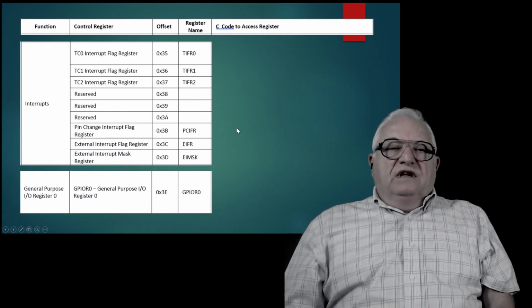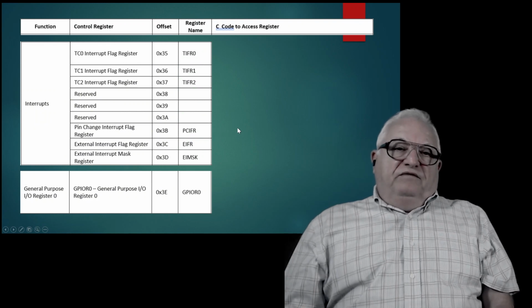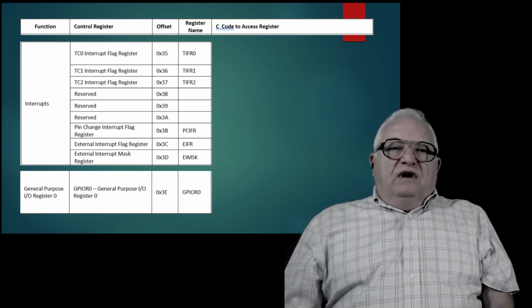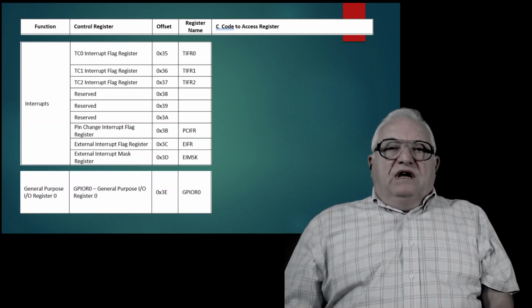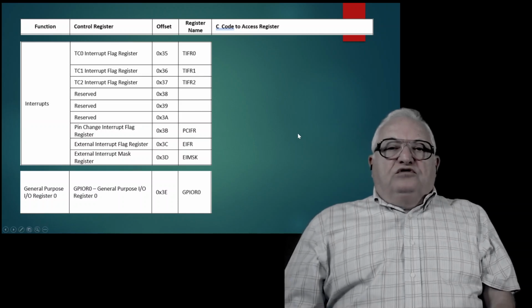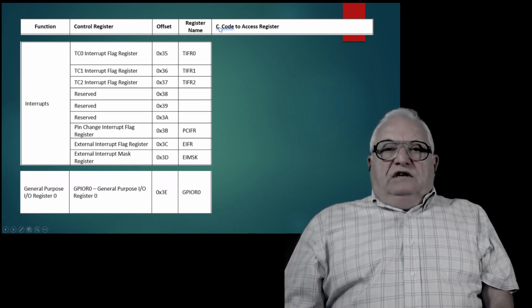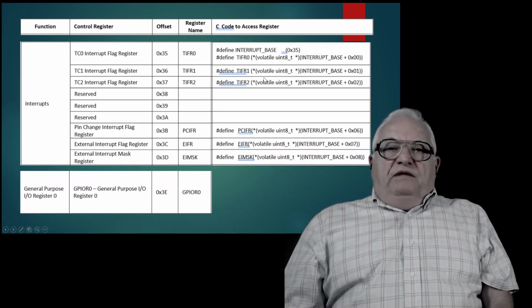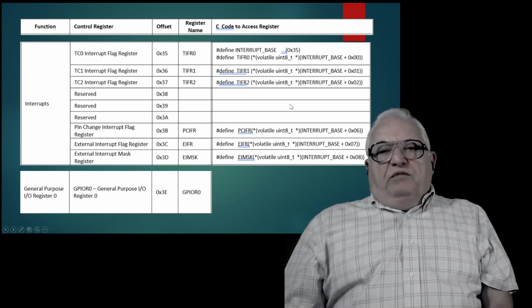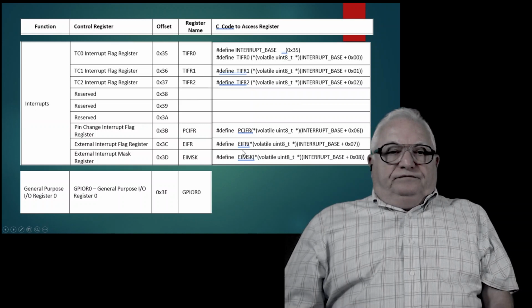So I continued to get information from the data sheet. When I'm done with all this, I'm going to be able to trace all the information I have in my control framework to the data sheet. And the C code to access the register is going to turn out to be the code that I'm going to use to implement my control framework.